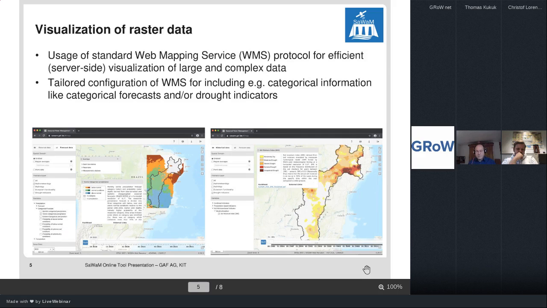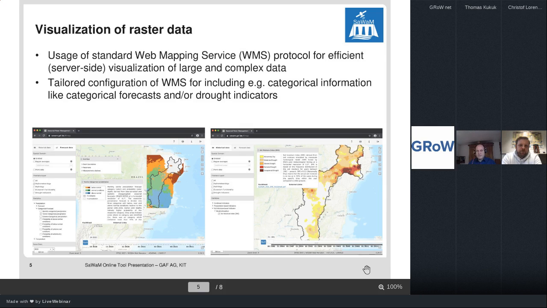For the visualization, this NetCDF data are mainly large raster data sets, multi-dimensional raster data sets for precipitation forecast, categorical forecast, and so on, and covering large areas with different resolutions up to 10 kilometers. Christoph can add some information later on to the datasets itself if you go through the tool.